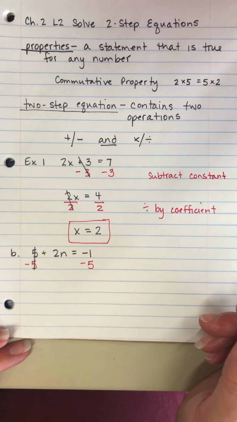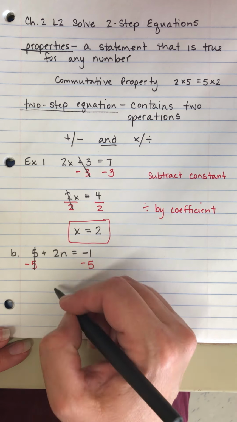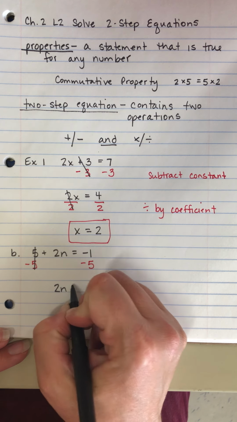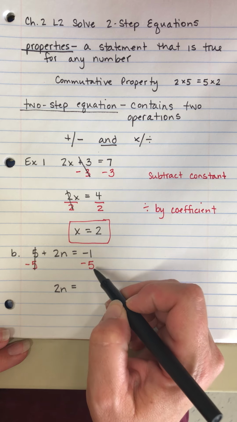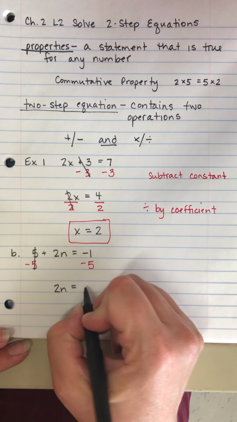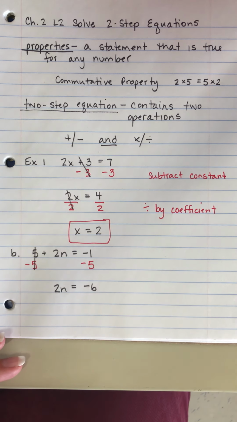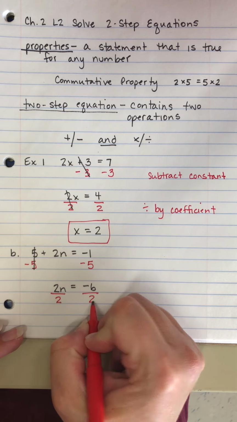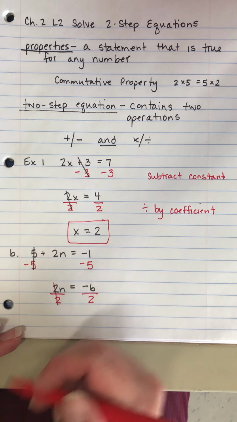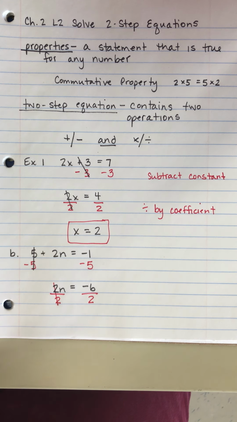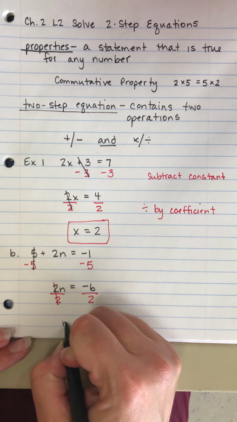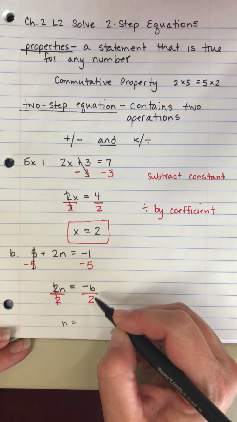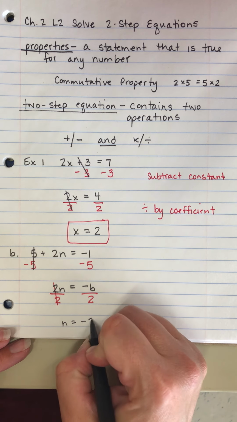5 and 5 eliminate each other. Bring the 2n down. Negative 1 minus 5 more is negative 6. I'm going to divide by my coefficient of 2 here. It cancels out, or it turns into a 1, which we don't rewrite. N equals negative 6 divided by 2, which is negative 3.